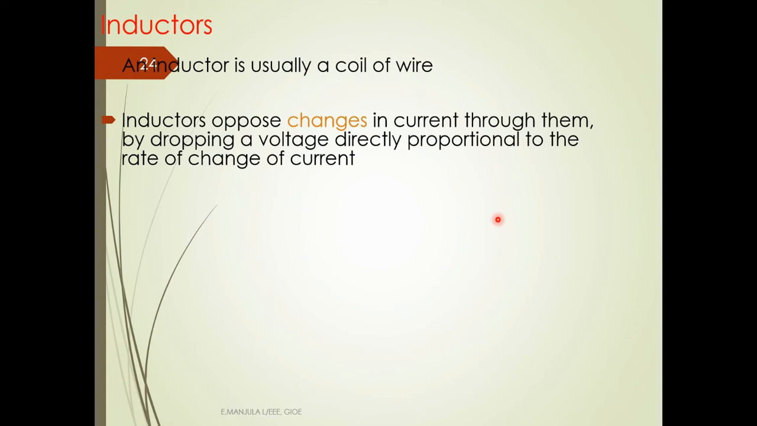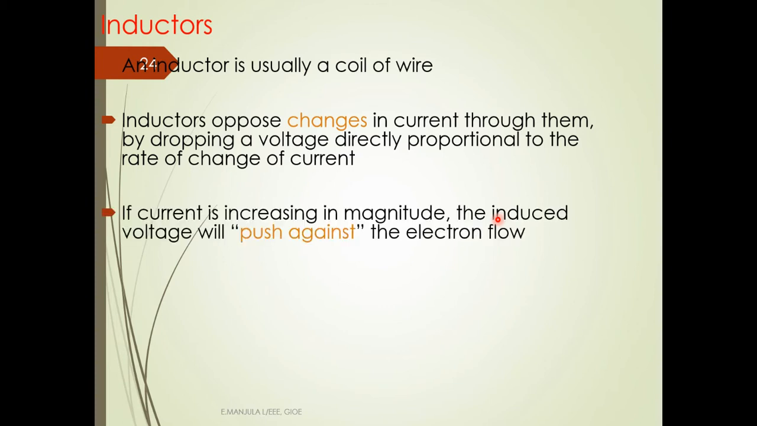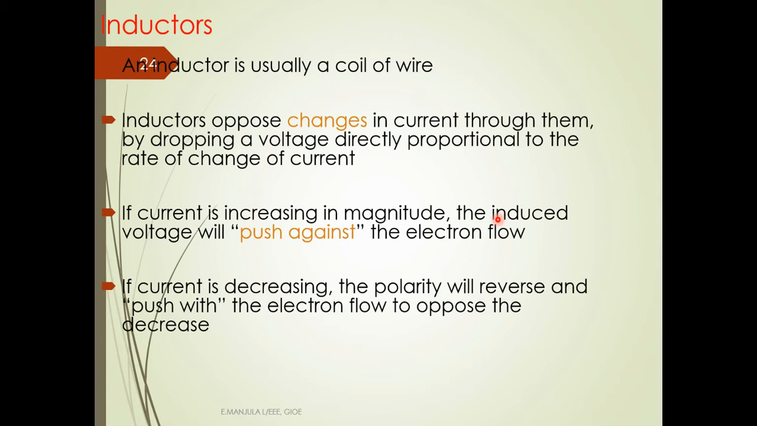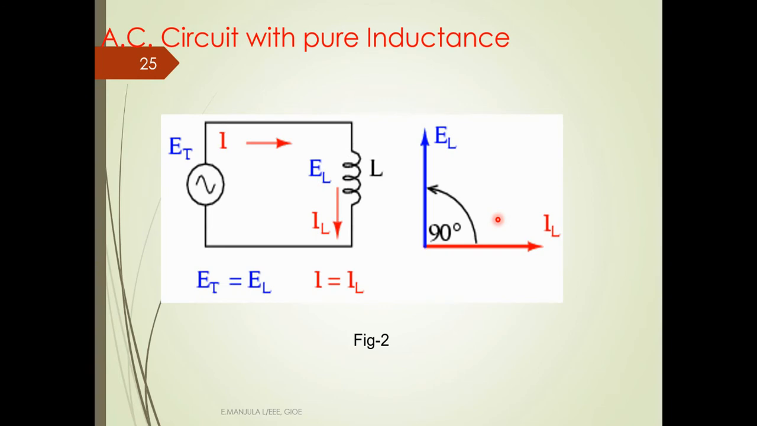So what is an inductor? An inductor is usually a coil of wire. An inductor opposes the change in current through it by dropping a voltage directly proportional to the rate of change of current. If current is increasing in magnitude, the induced voltage will push against the electron flow. If current is decreasing, the polarity will reverse and push with the electron flow to oppose the decrease.